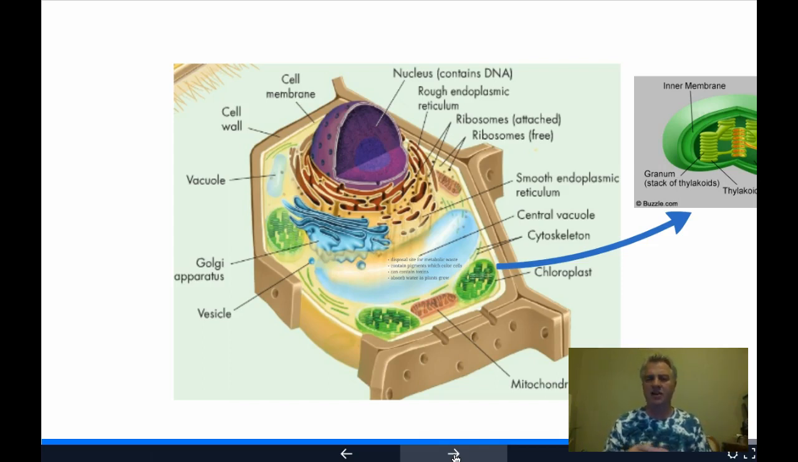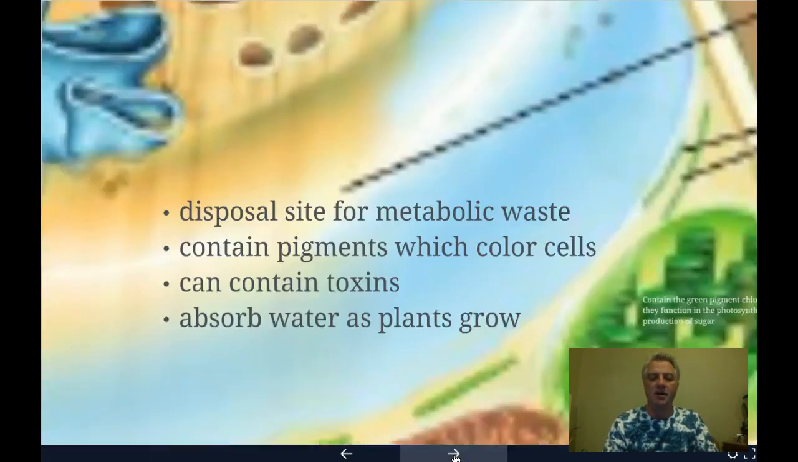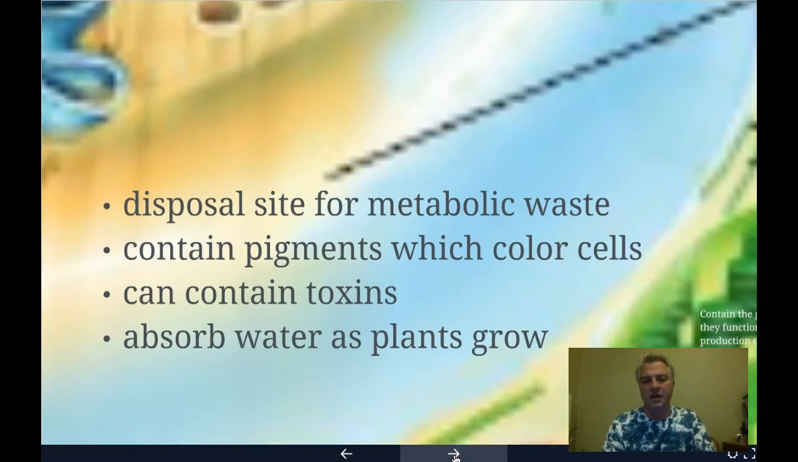Animal cells have vacuoles. They're usually just for storage or shipping things around. They'll have a little membrane around something. They're a lot smaller in animal cells. There's not this big central vacuole. But they have a number of jobs that can be found here.